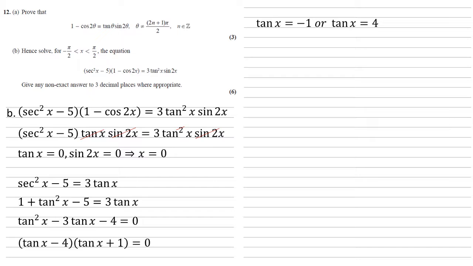Using the inverse tan function on our calculator, that gives us answers of x equals minus pi over 4 or x equals 1.326. Now, as our bounds for x are just between minus pi over 2 and positive pi over 2, there won't be any repeated answers. So our total answer is the 2 we've just found and the 0 that we found earlier.